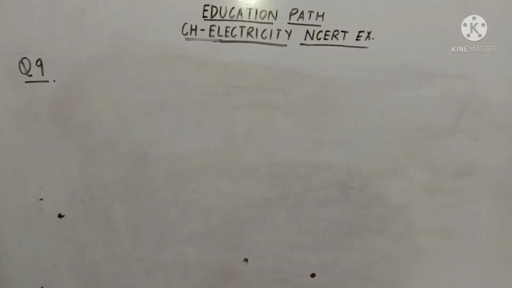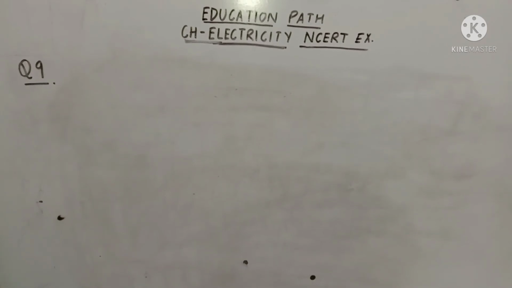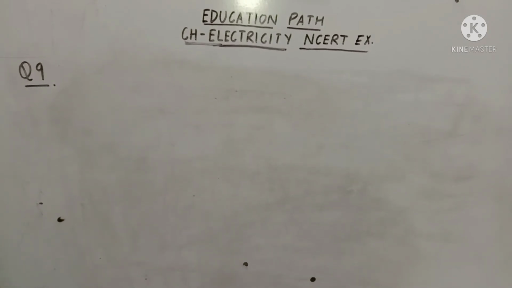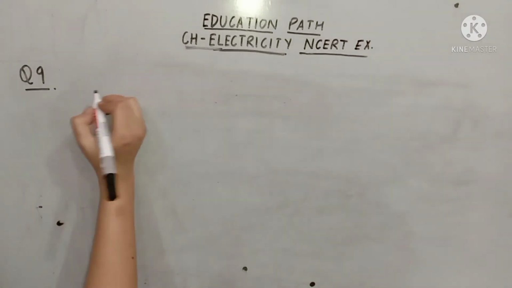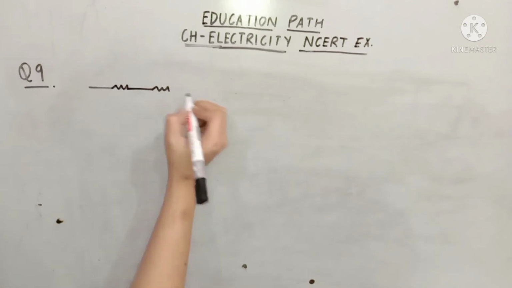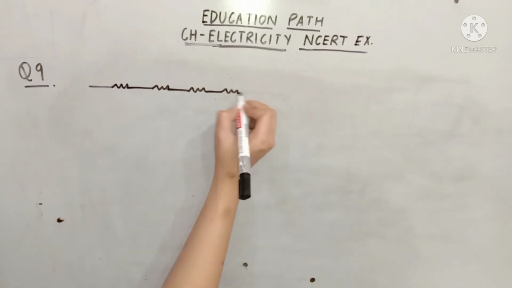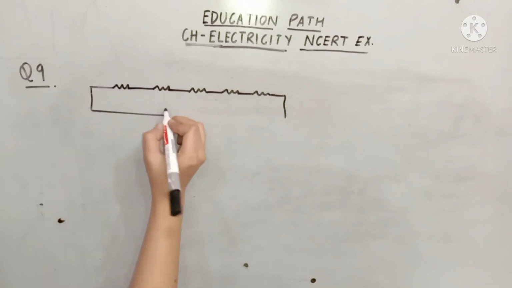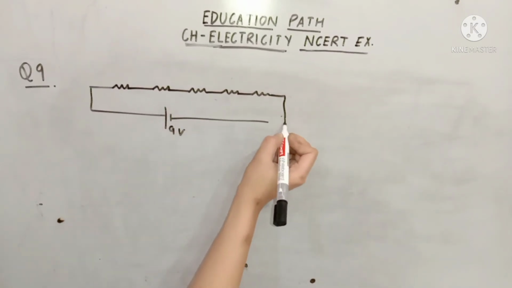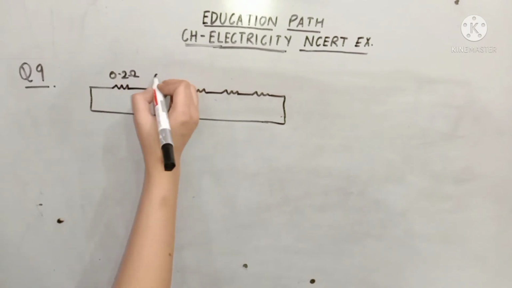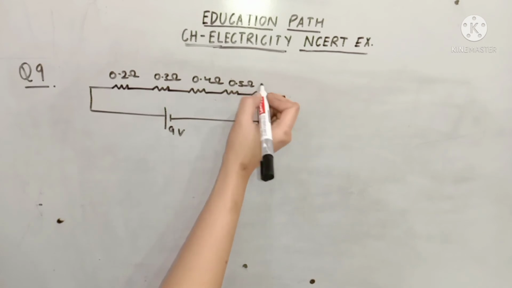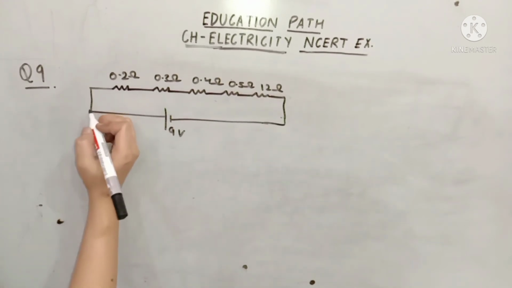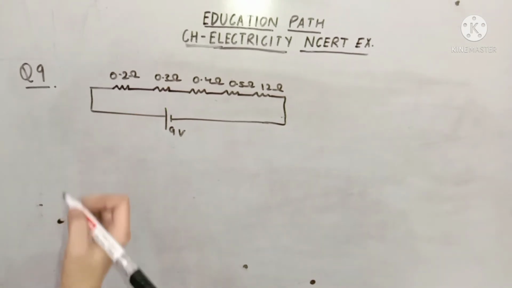Now question number 9. A battery of 9 volt is connected in series with resistors of 0.2, 0.3, 0.4, 0.5 and 12 ohm respectively. How much current would flow through the 12 ohm resistor? There are 5 resistors connected in series with a potential difference of 9 volts, which are 0.2 ohm, 0.3 ohms, 0.4 ohms, 0.5 ohms and 12 ohms.